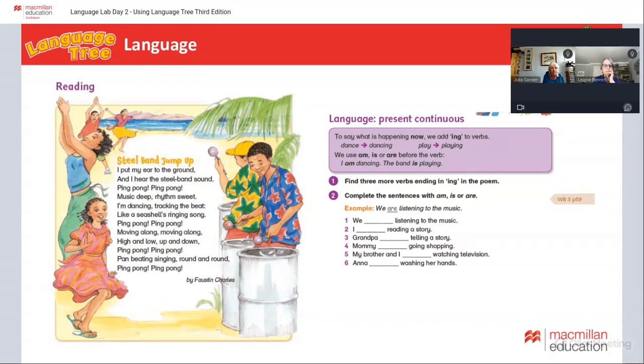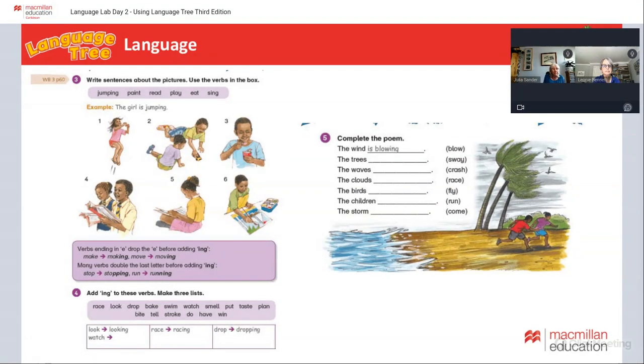So when the students start language work on present continuous, there's a rule at the top to say what is happening now. We add ing to verbs. We use am, is, or are. And then the first thing is to look back to the poem and find 3 more verbs ending in ing. And then they start using the helping verb, am, is, or are, in exercise 2. Can we move on to the next page?